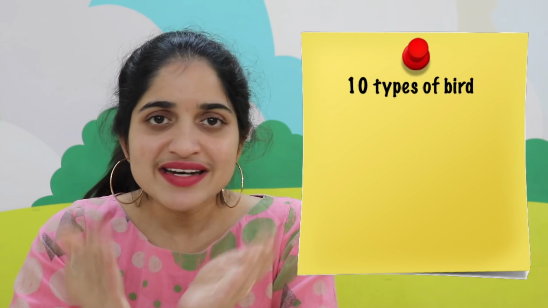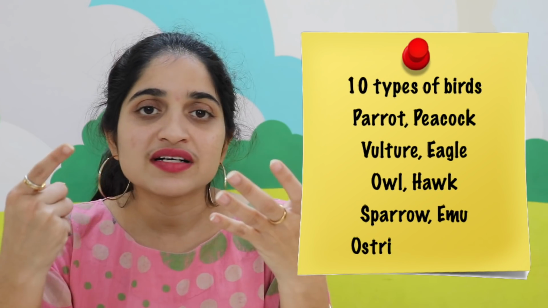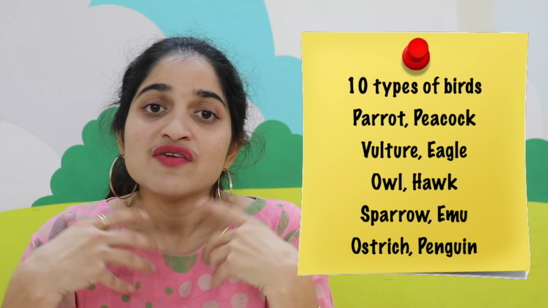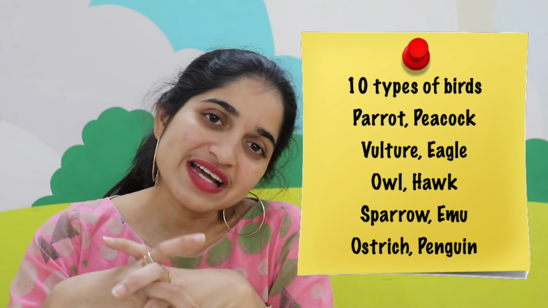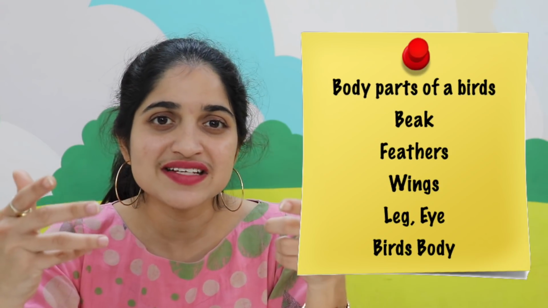They should name at least 10 different types of birds like parrot, pigeon, eagle, peacock, ostrich, emu, turkey, hawk, swan, flamingo, falcon, vulture. These are all different types of birds. They should name the different body parts of a bird like beak, tail, feathers, eye, leg.